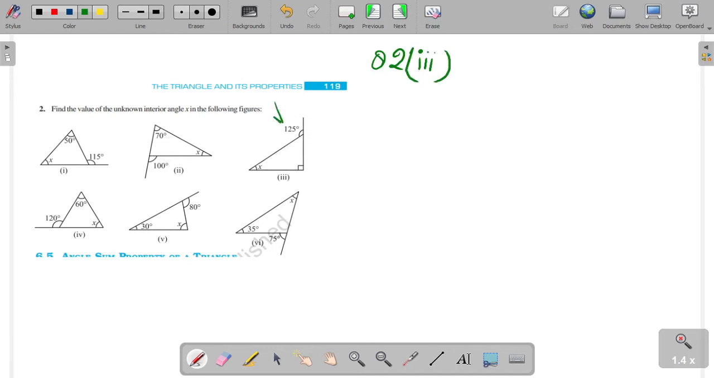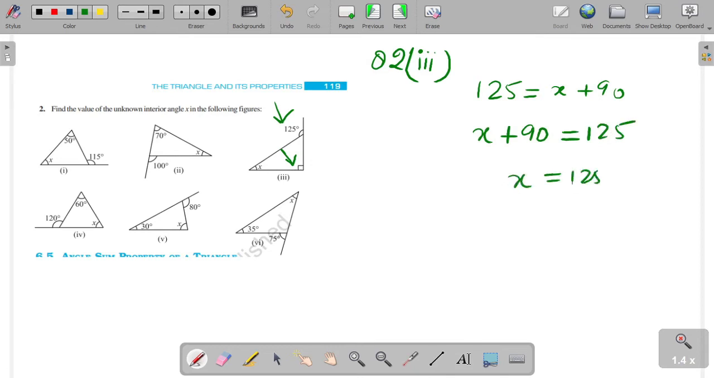Now in the third part, question number 2. Here 125 is the exterior angle, so we say 125 equals x plus 90. This symbol denotes 90 degrees. So we can write it this way also, x plus 90 equals 125, or x is equal to 125 minus 90, or x is equal to 35. So this is the third part.